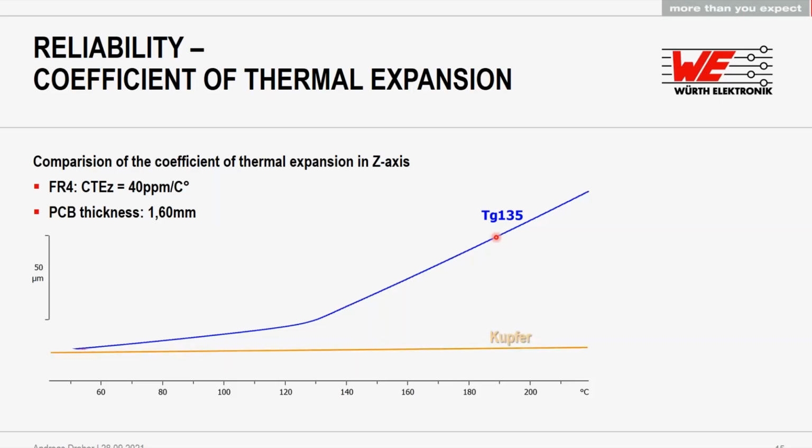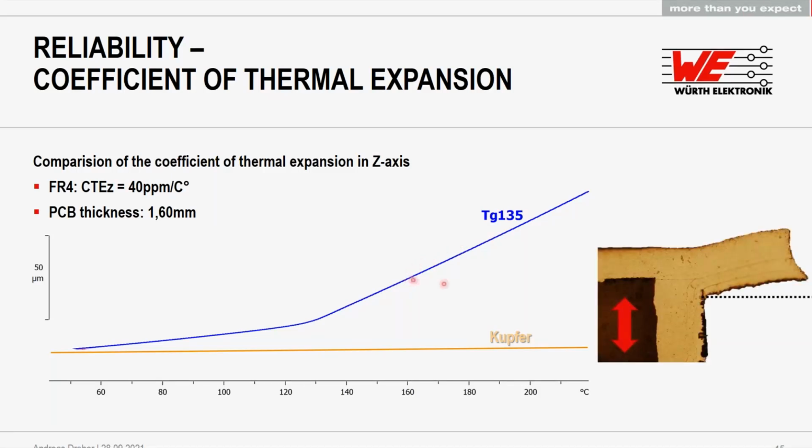If we compare this to copper, copper has a value of 16 ppm per Kelvin. It is straight until it melts at more than 1000 degrees. So we see that the scissor between copper and the material will open more and more at higher temperature. We get more stresses the hotter the board gets.